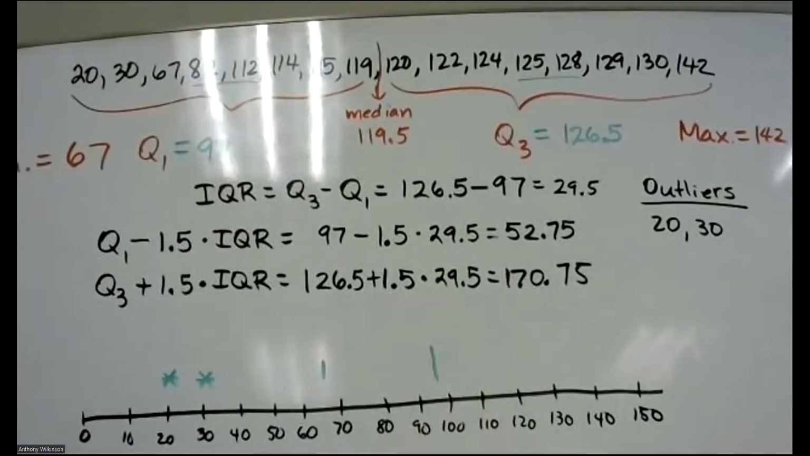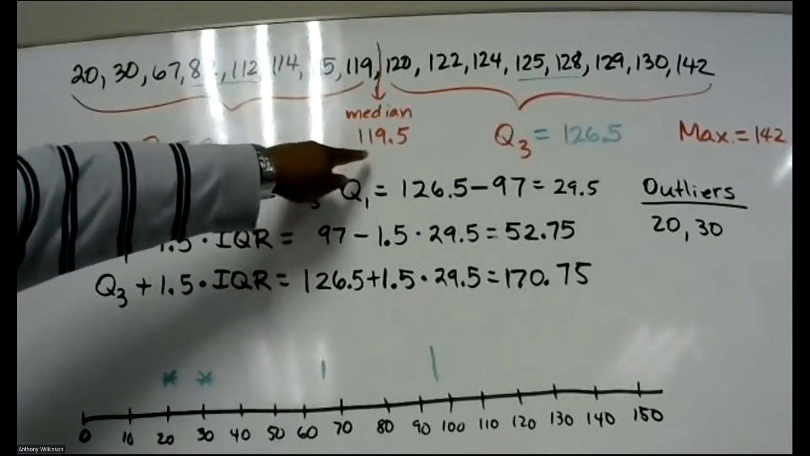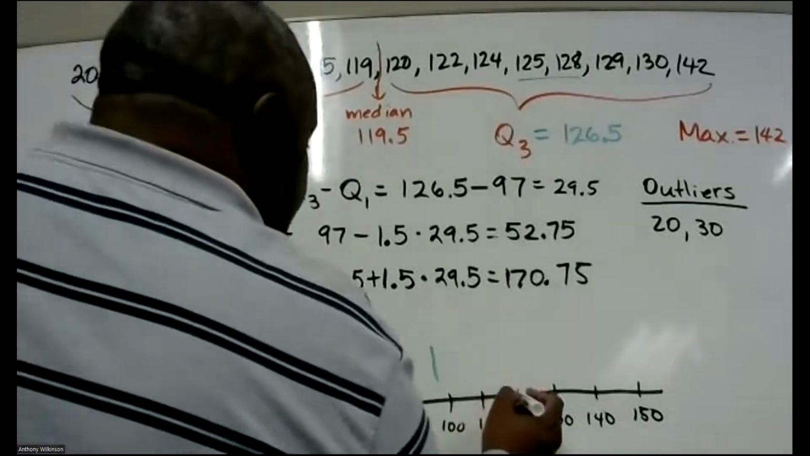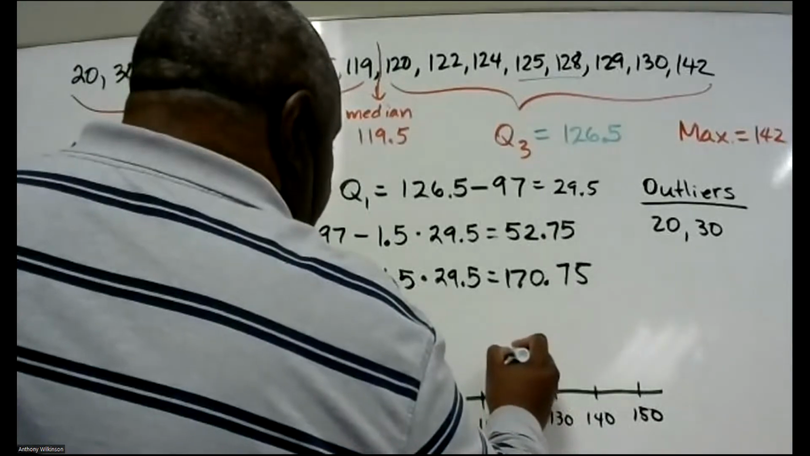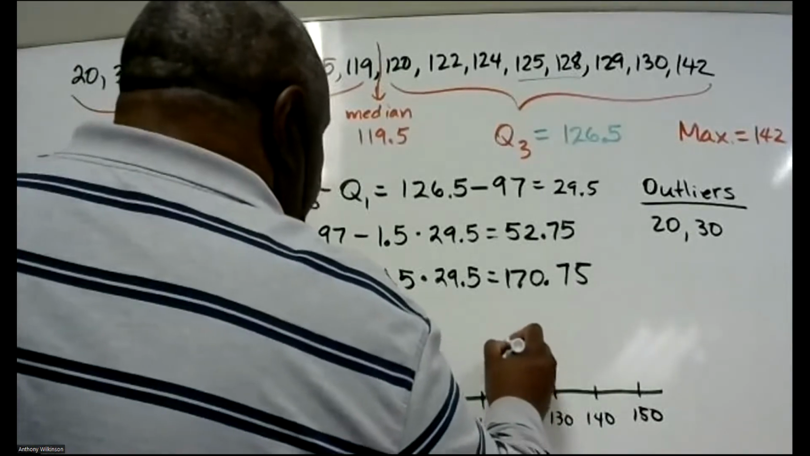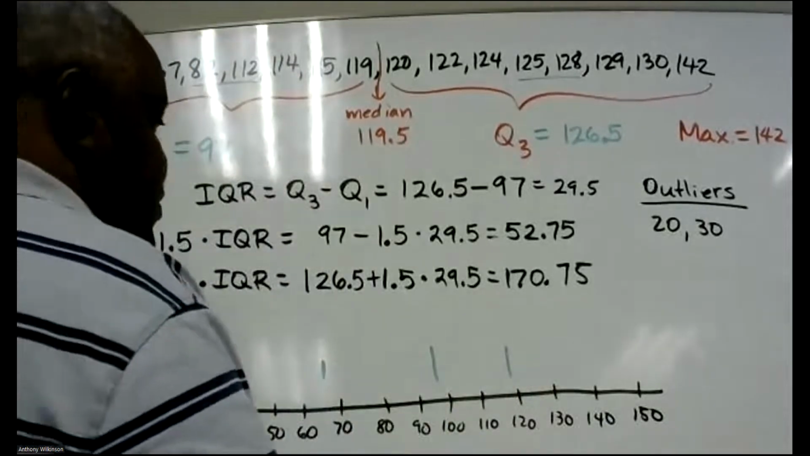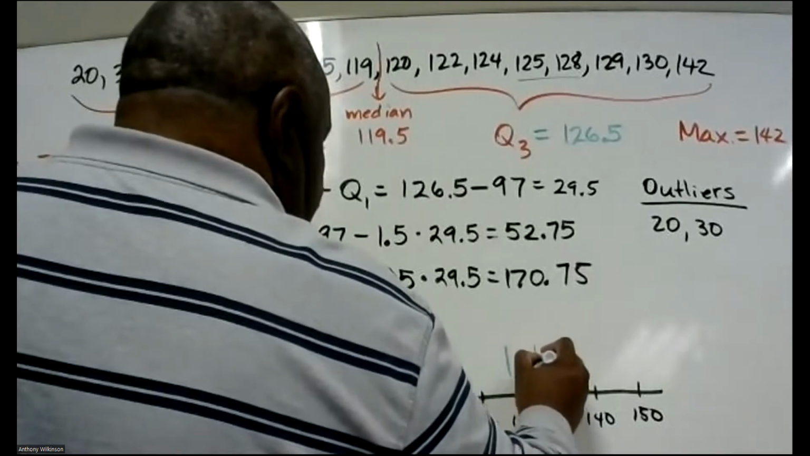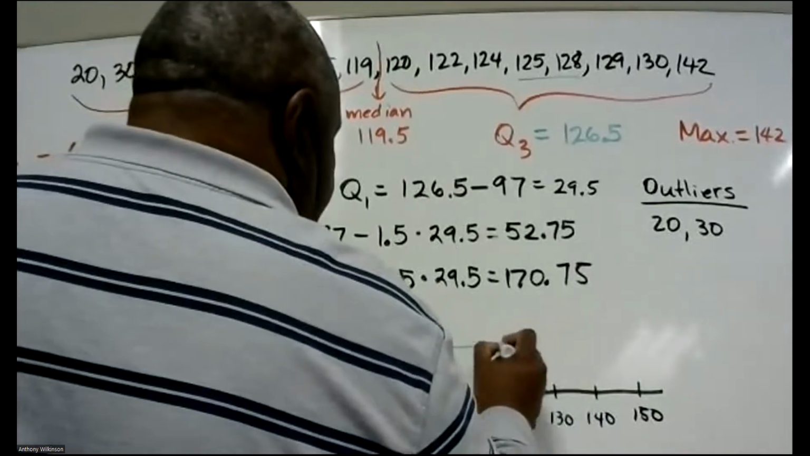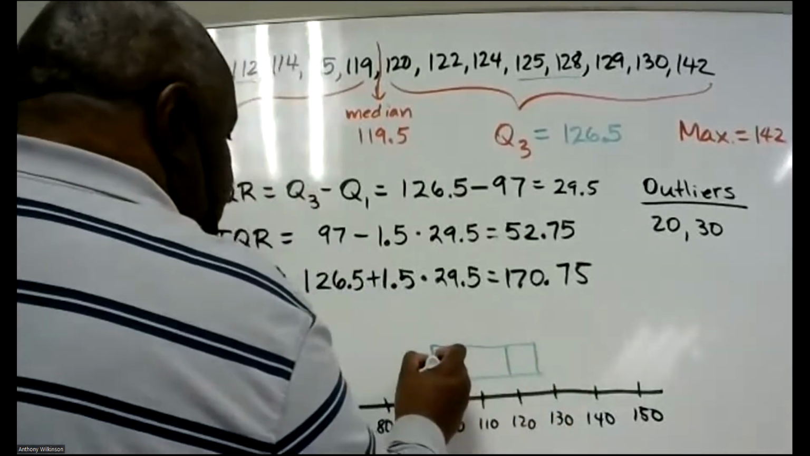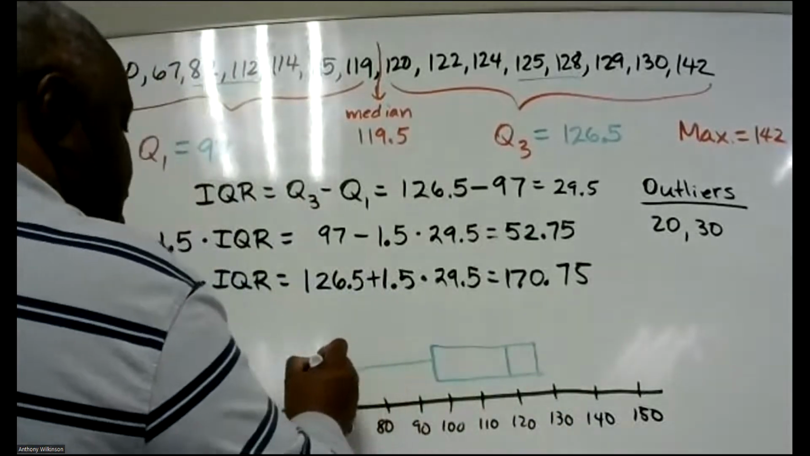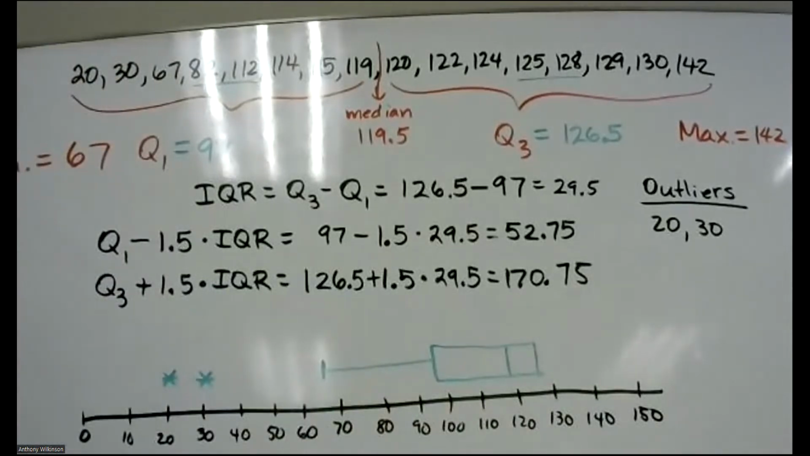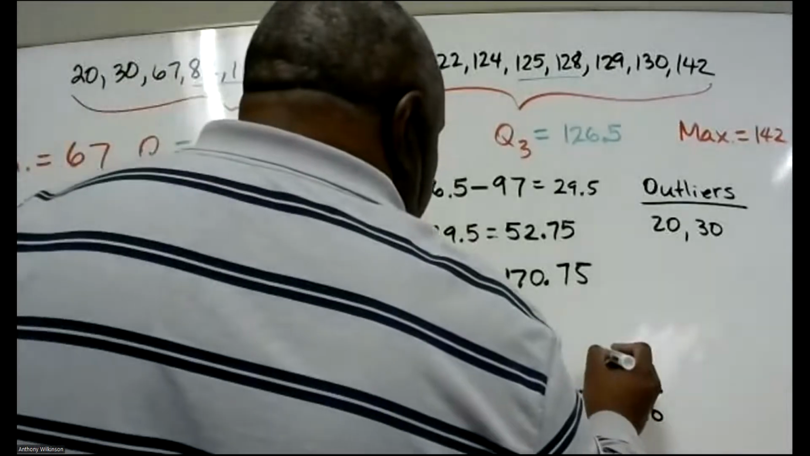Keep in mind, Q1, the median, and Q3 are going to be part of the box. And here your median is 119.5, which is almost 120. So I'm going to draw another line there. And my Q3 is 126.5. Okay. So these three create the box. And I'm going to draw a whisker going from Q1 all the way to that minimum value. And then the max is 142, which is about right here.